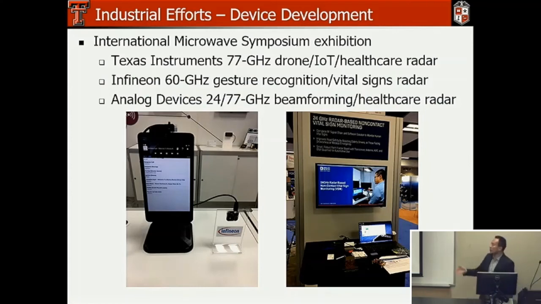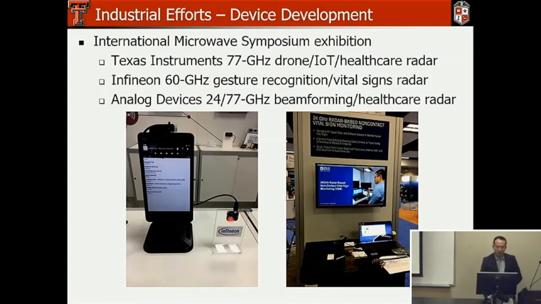For example, during the past 2 years at the International Microwave Symposium, Texas Instruments demonstrated their 77 gigahertz radar for drone application, drone navigation, IoT application, and healthcare application. Infineon had a 60 gigahertz radar demonstrated. On the lower left side shows the demonstration.